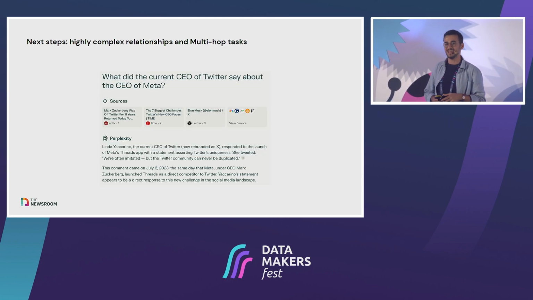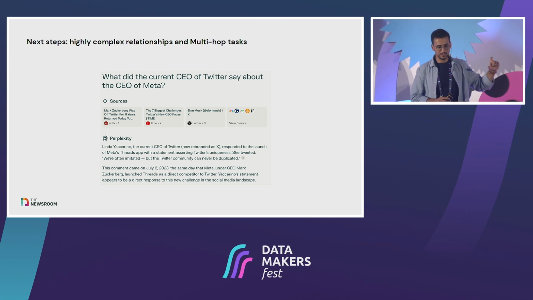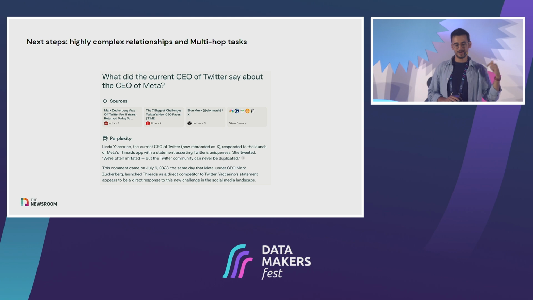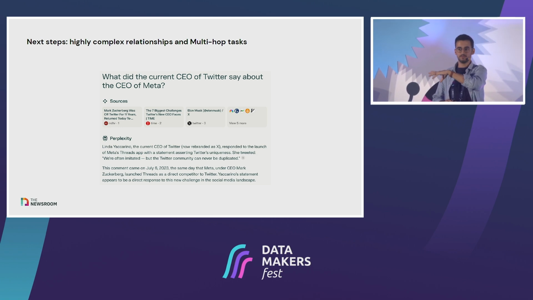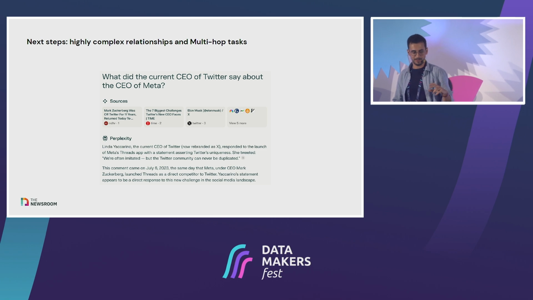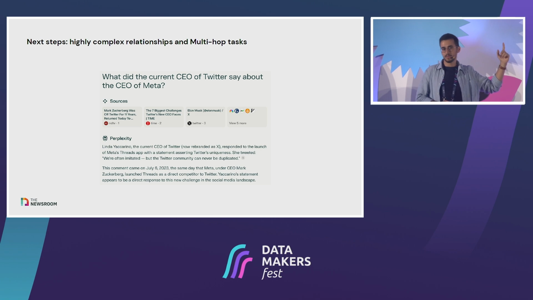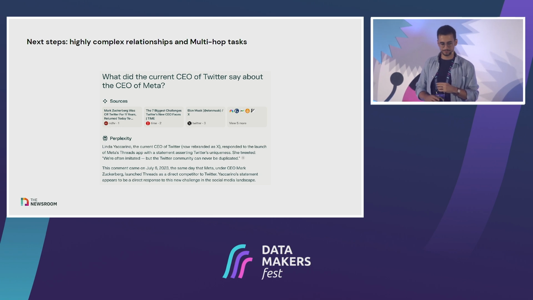Of course, this is not the end of it yet, so there is still a lot of complexity that we are currently working on. And to give you one final example, one of the things we're working on right now is highly complex relationships and what's called multi-hop tasks. So for example, if I ask this question, what did the current CEO of Twitter say about the CEO of Meta? The system needs to understand who these people are, who is the current CEO of Twitter, who is the CEO of Meta, to be able to make this link very effectively. Perplexity performed quite well here. It managed to understand the current CEO is Linda Yaccarino, and it said, actually, I don't have any information on her saying anything about Mark Zuckerberg.